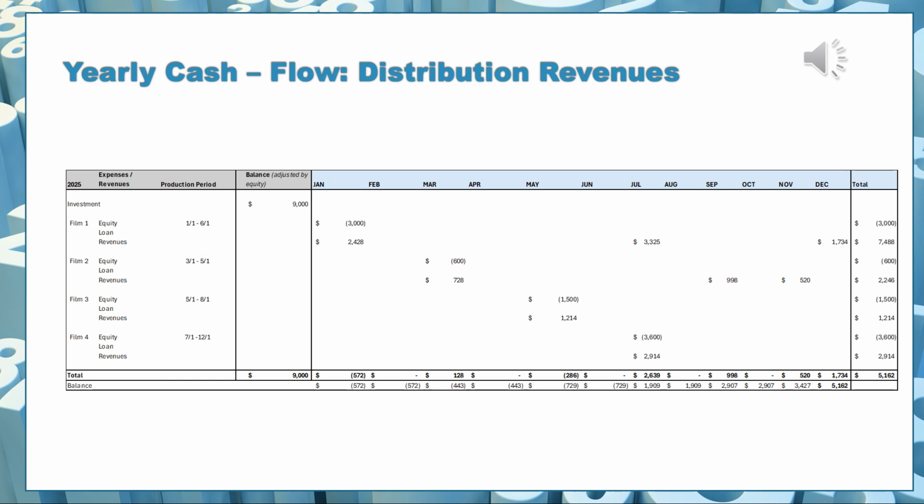We're staying positive because all we're doing from July on is adding revenues. We're adding revenues in September of 989,000, in November of 520,000, and in December of 1,734,000. So we end up with a positive cash flow of 5,162,000 in 2025, in our first year with these 4 films.